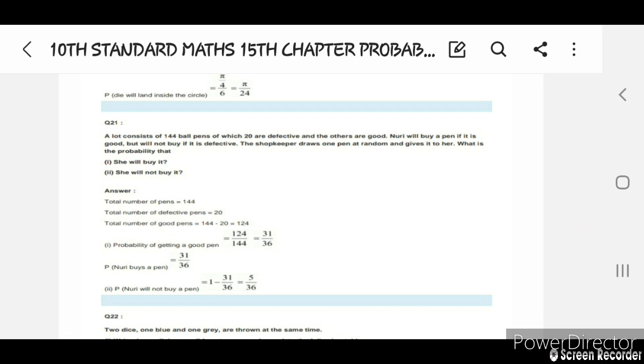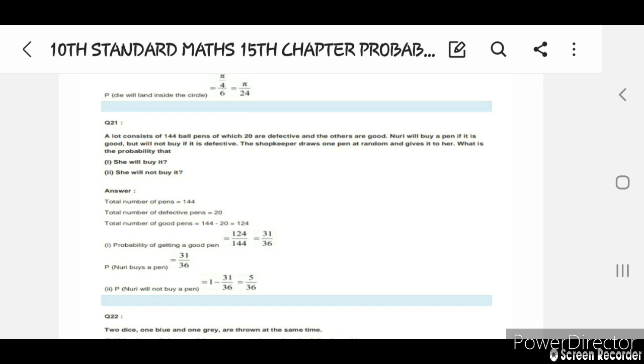Now, total pens is 144. Okay, 144 minus 20, because 20 are defective pens, we remove that. That is equal to 124. So 124 by 144, that is equal to 31 by 36 is the probability that Noori will buy that pen. What is the probability that she will not buy it? 1 minus 31 by 36, which is equal to 5 by 36.